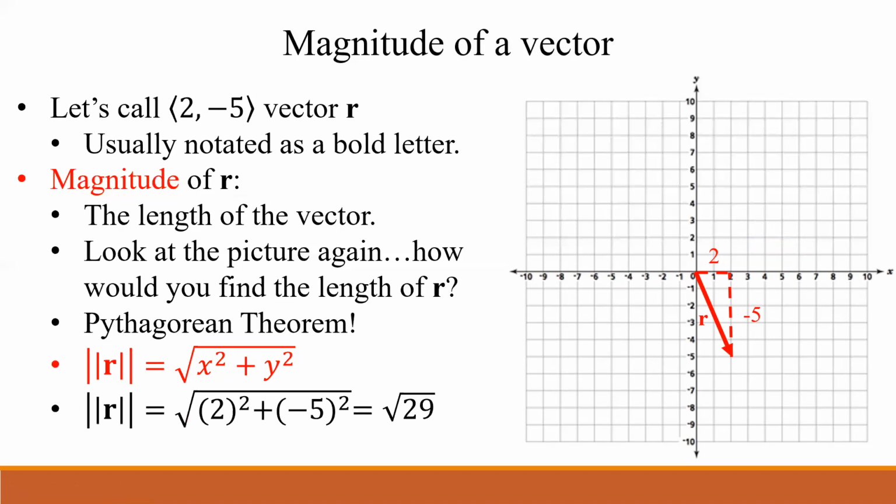Now guys, make sure and watch your signs. It's always going to be a positive number. So in this case, it would be root 29. How about the second thing? So that's how you find magnitude.